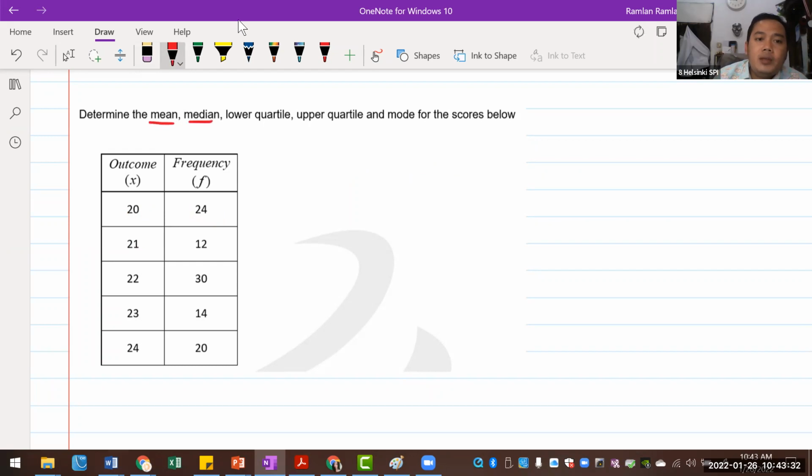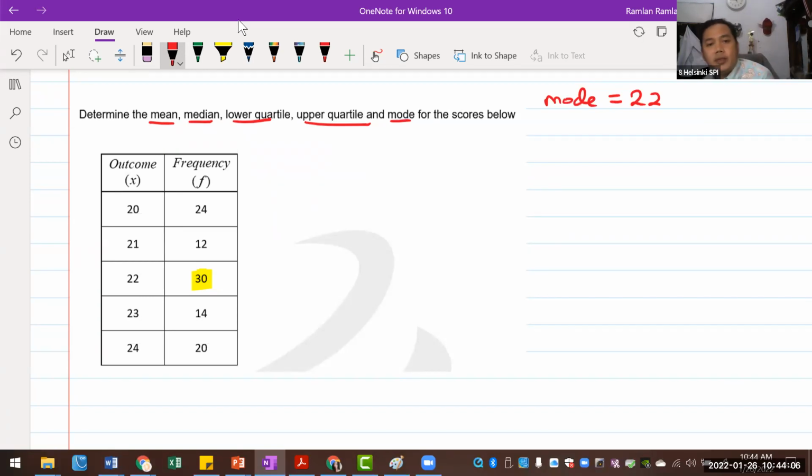Okay, so back to the question again. Determine the mean, median, lower quartile, upper quartile, and the mode. The easiest one to determine is, of course, the mode. The mode is actually the one that has the highest frequency. As you can see, the highest frequency is this one. Which means that the mode is the data that has a frequency of 30, which is 22. Jadi, this is how you determine the mode of a frequency distribution table.